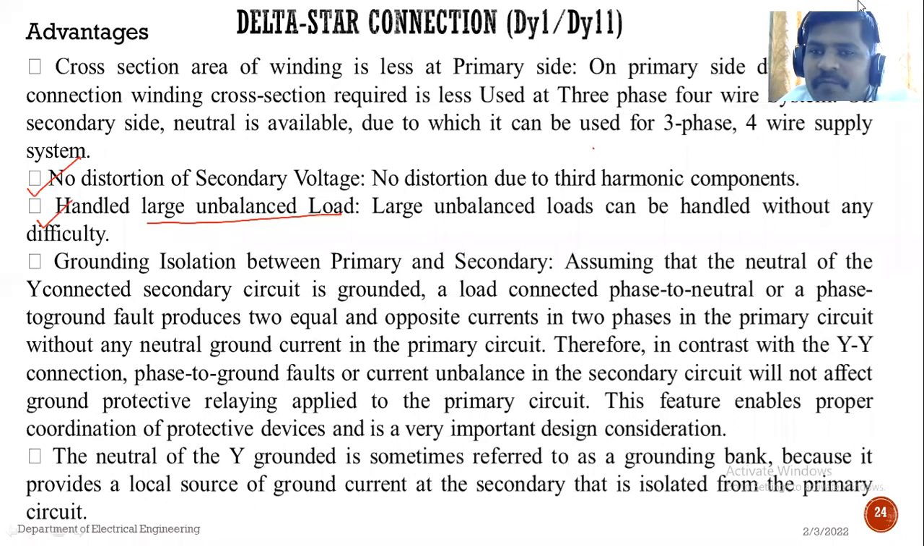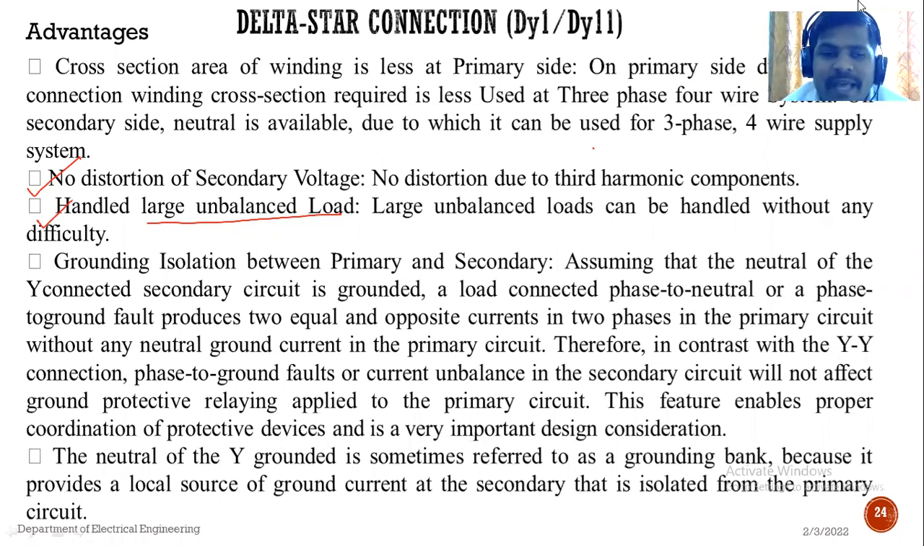So in the primary circuit, neutral ground primary मध्ये नाहीये, then also it will produce equal and opposite current in the primary side. So therefore, in contrast with star-star connection, phase to ground fault or the current unbalance in the secondary circuit will not affect the ground protecting relaying applied to the primary circuit. Okay, so star-star connection मध्ये if there is a phase to ground fault, then there is an unbalanced current.